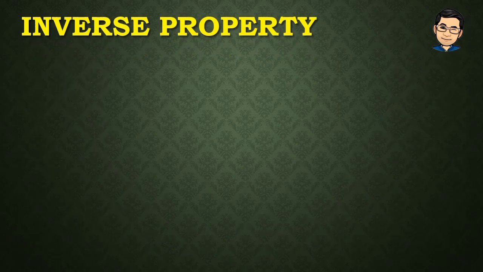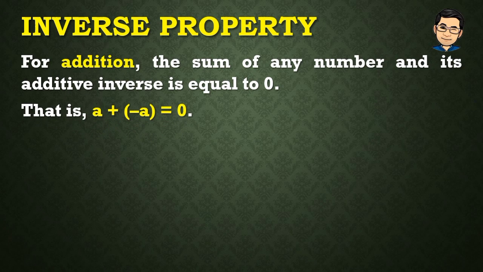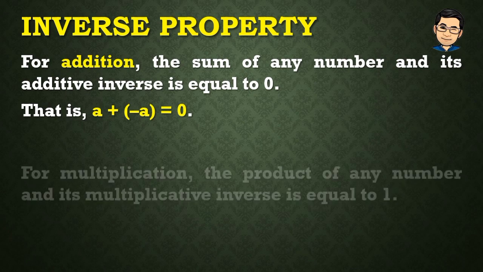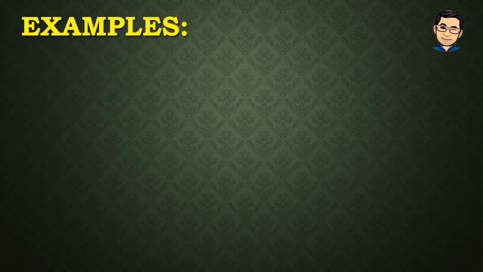Let's have inverse property. For addition, the sum of any number and its additive inverse is equal to 0. So, paano yun? A plus negative A is equal to 0. Ibig sabihin, kapag ang number, nag-add ka sa kanya nung opposite number niya, ang sagot ay 0. For multiplication naman, the product of any number and its multiplicative inverse is equal to 1. So, dito naman, kapag yung number minultiply dun sa reciprocal niya, yung kabaligtaran niya, ang sagot ay 1. So, let's have example.